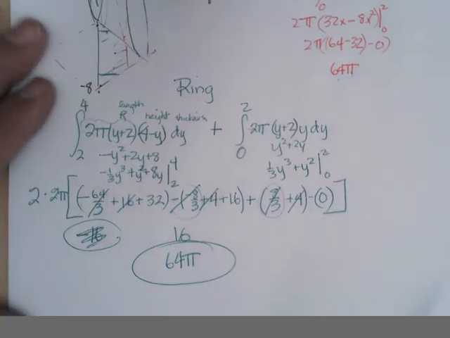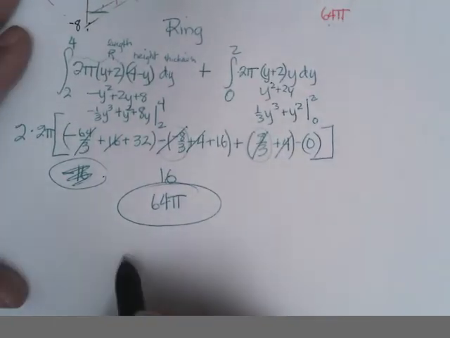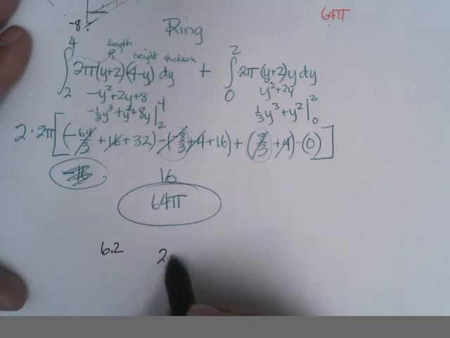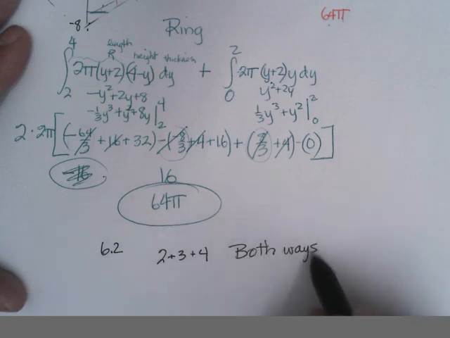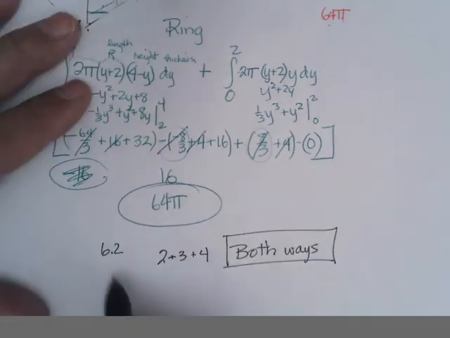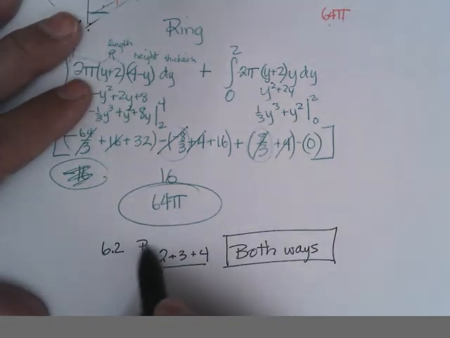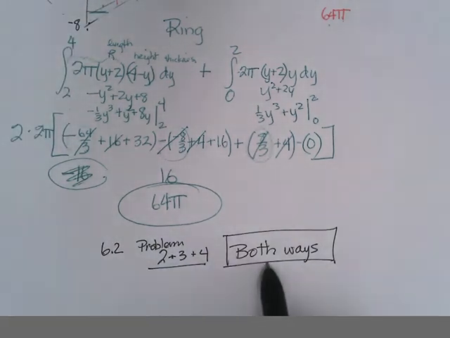Now, the book doesn't do the ring method, but I'd like you to know how to do it. So I'm going to ask you, when you do the problems for 6.2, that you do problems 2 and 3 and 4 both ways. On the rest of the problems, you can choose whichever you think might be simpler, ring or disc. But on problems number 2, 3, and 4, do them both ways, ring and disc. I'll be looking for that specifically.